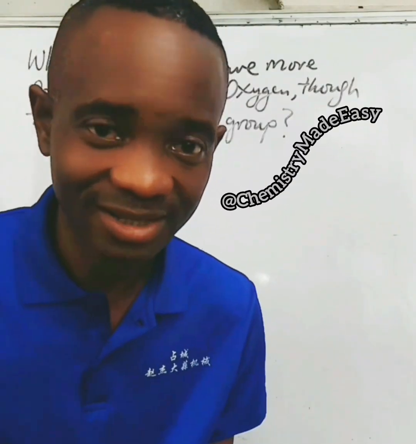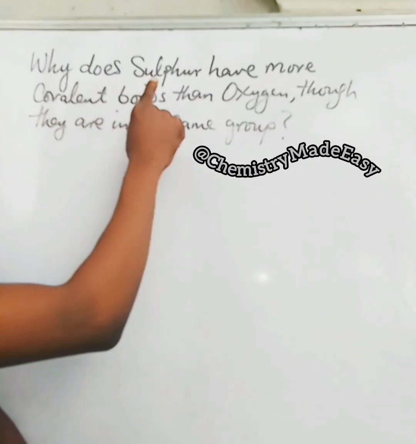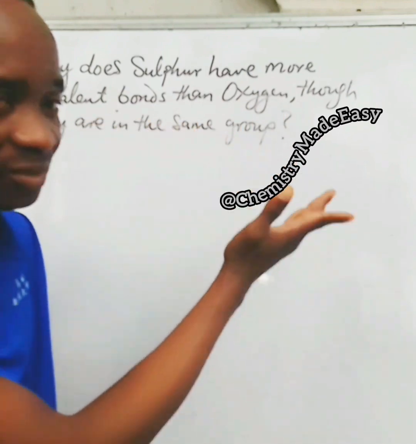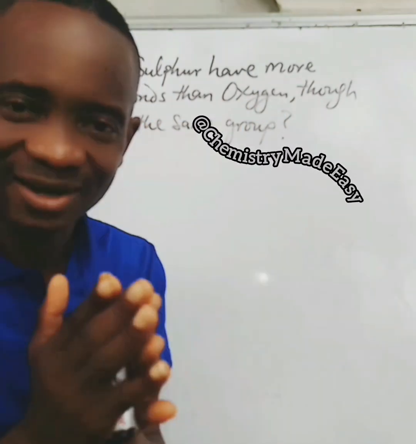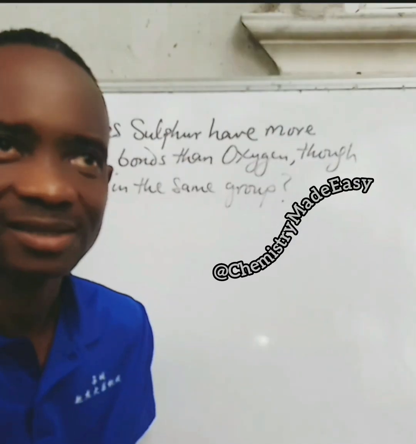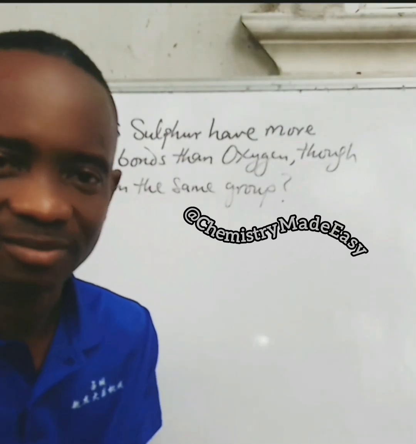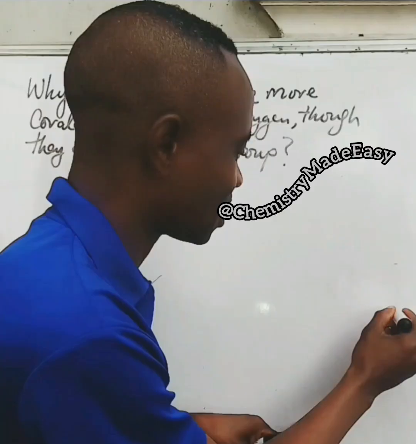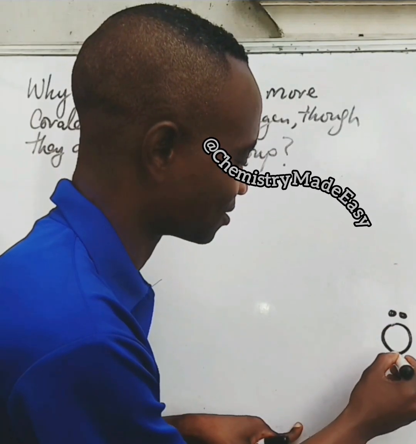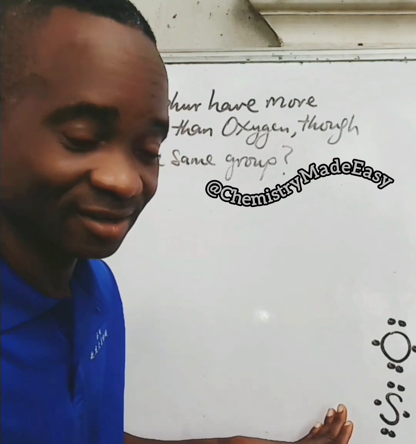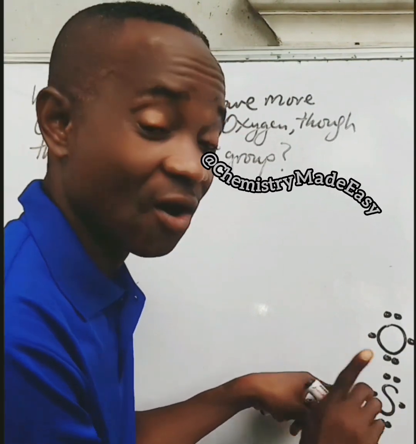Let us look at this logical question. Why does sulfur have more covalent bonds than oxygen, though they are in the same group? You know that both sulfur and oxygen are in the same group 6A of the periodic table. What that means is that both sulfur and oxygen atoms have the same valence electrons, meaning that the last shell of oxygen has 6 electrons. So also sulfur. Why it is like this is because 2 electrons are unpaired.